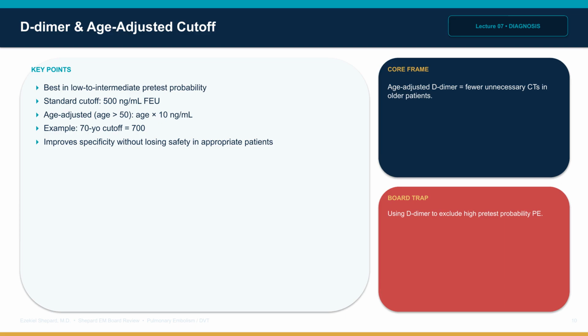D-dimer is most useful in low to intermediate pre-test probability patients. The standard cutoff is 500 nanograms per milliliter, or 0.5 micrograms per milliliter of fibrinogen equivalent units.